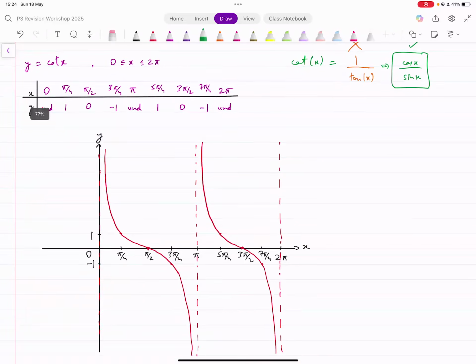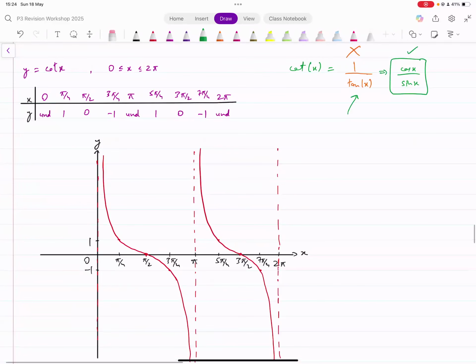For cot x in your calculator, you're not going to put 1 over tan x. You're going to put cos x over sine x. 1 over tan x is not going to give you correct values. Again, there's a logic behind that, but we're not going to go into that. For cot x, remember, you will be inputting cos x over sine x in your calculator.